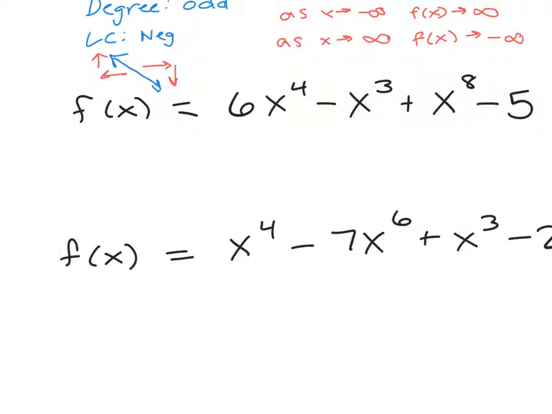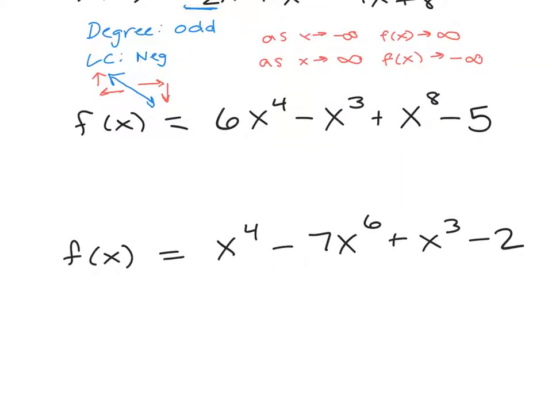We have to be careful here because it's not in standard form. So my degree is 8, and my leading coefficient is 1. So I have an even degree and a positive leading coefficient. And so I know that since it's even degree, I have same direction end behavior. And because it's positive, I have both up end behavior. And so I'm going to write my end behavior statements.